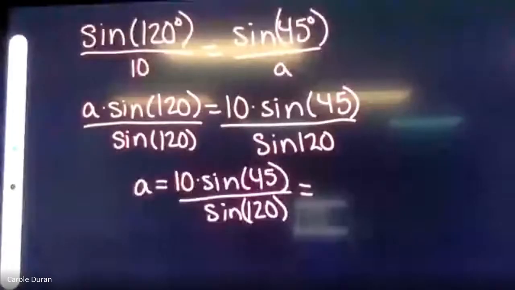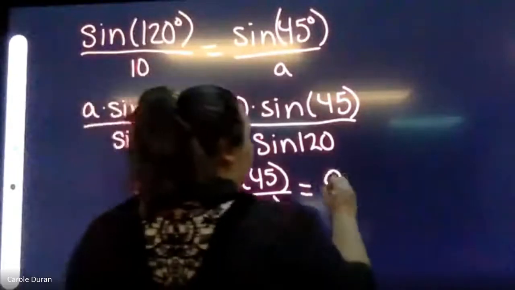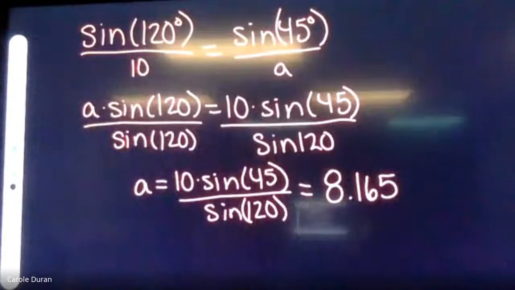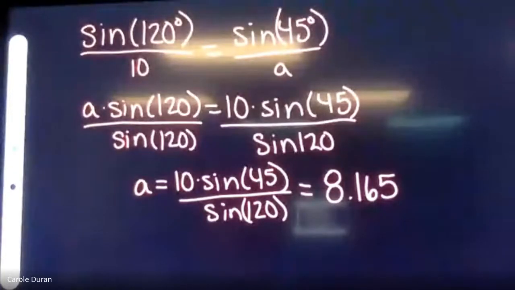I want the decimal, 8.2 or 8.16. 8.165. How do you transfer that into a decimal? Check the mode, it should be in classic mode. Type in 10 sine 45, and then divide your answer by sine of 120. And you should get 8.165, which you could say is 8.2. I would accept that answer.